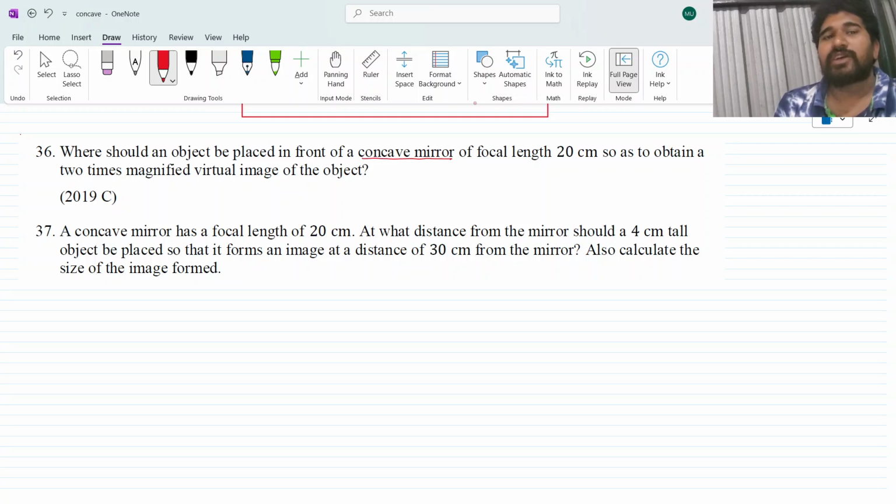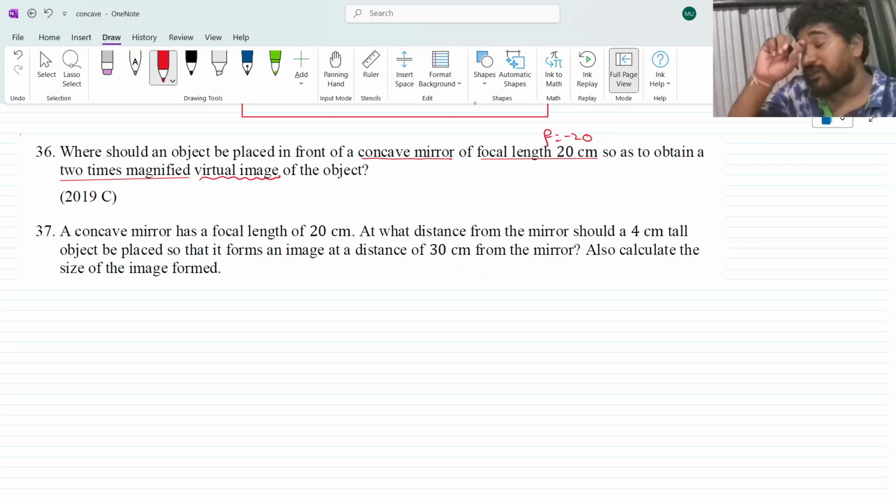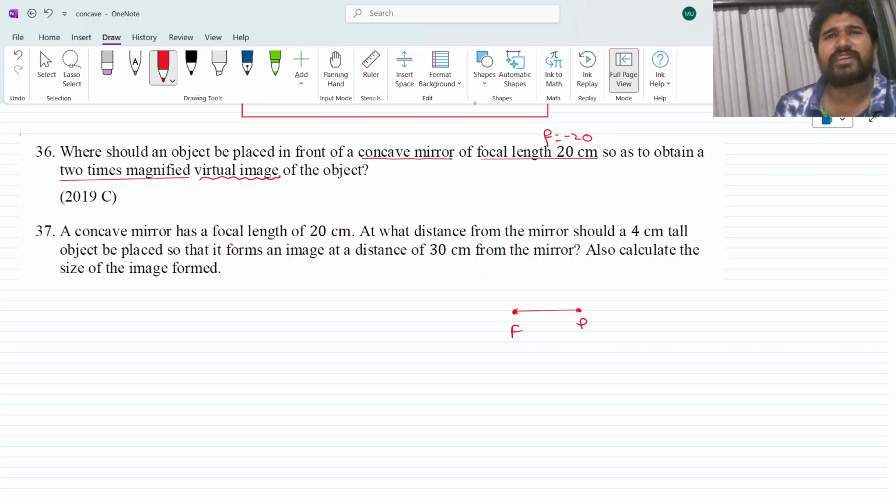Which mirror? Focal length. Correct. F is equal to... Okay. Obtain a 2 times magnified virtual image, not the real. See, to get a virtual image, 100% I have to place the object between F and P. Correct? F and P. But that is not the case.